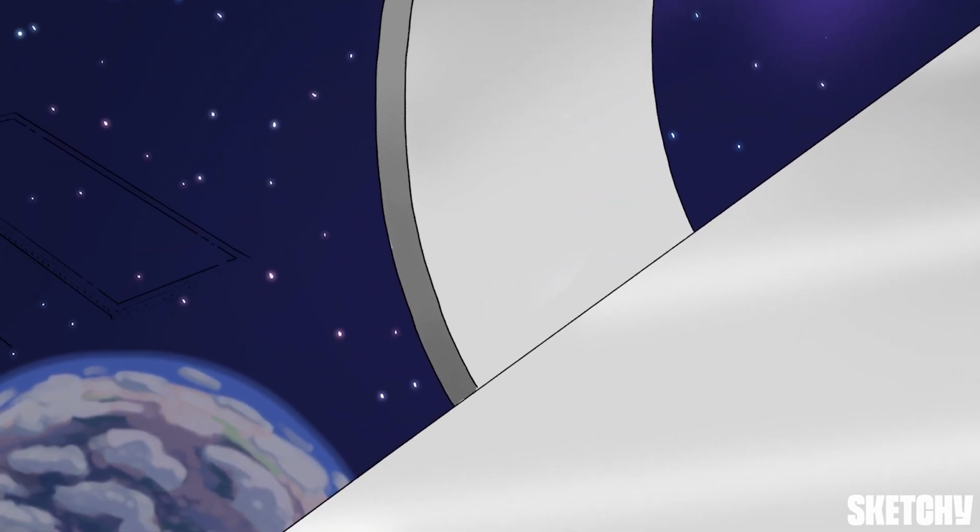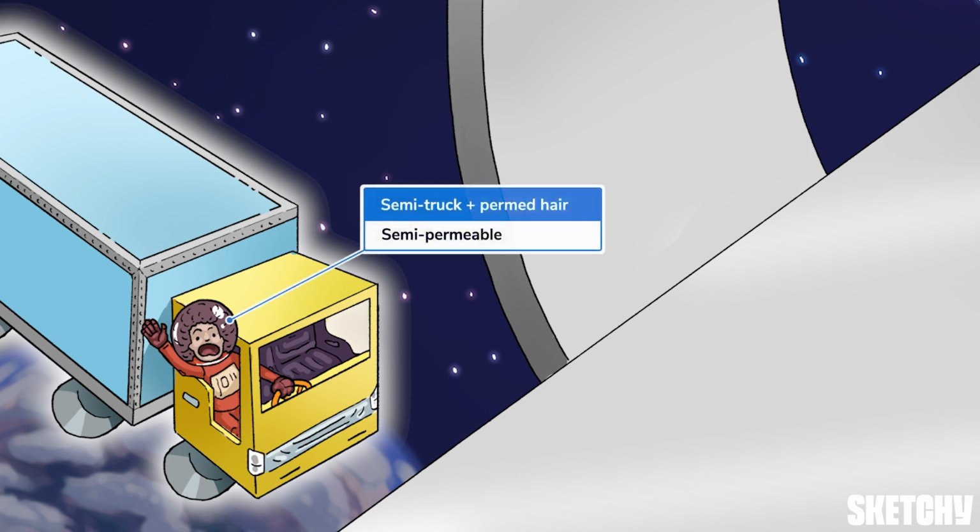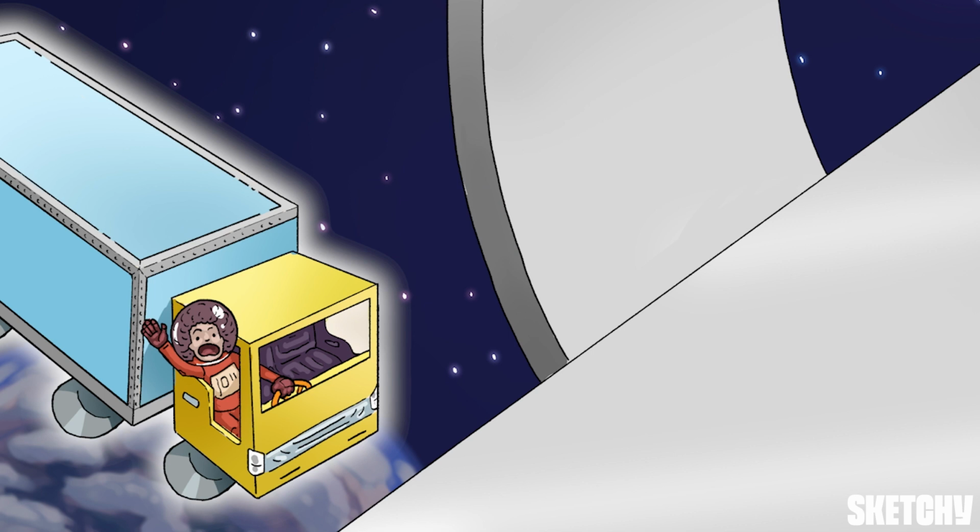The cell membrane is selectively permeable, or semi-permeable, which we've represented with this semi-truck and its permed driver trying to enter the spaceship. The cell's semi-permeable membrane selectively allows some materials in and out of the cell, while other materials cannot pass through. Now, let's take a closer look at how materials are allowed in and out of the cell.